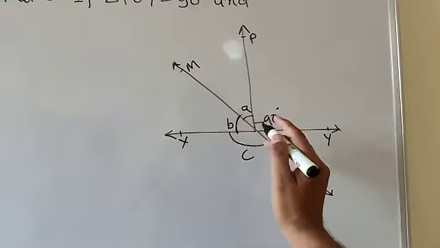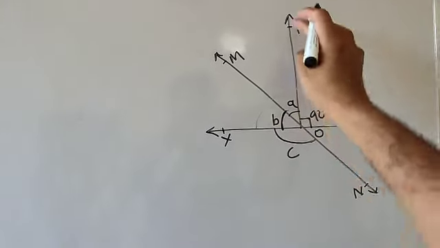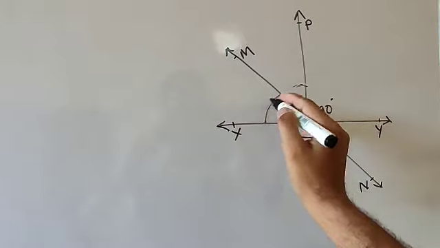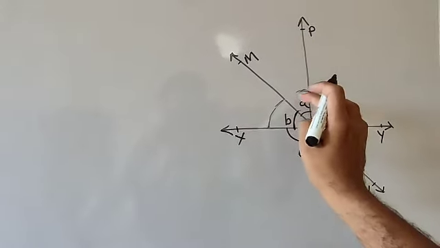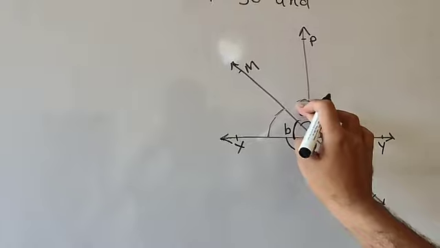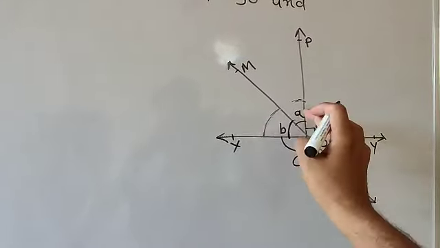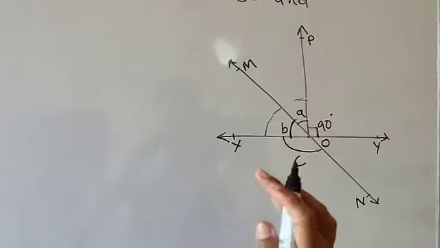So here if it is 90 degrees, then this will also be 90 degrees, by the reason of linear pair of angles. So let A equal 2x, then B equals 3x, then 2x plus 3x equals 90 degrees, then you will get the value of A and B.